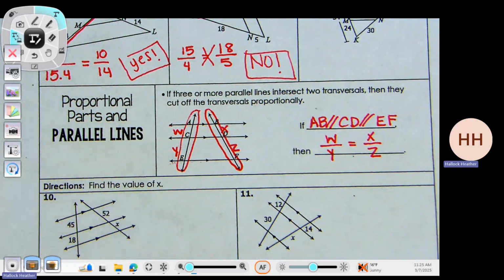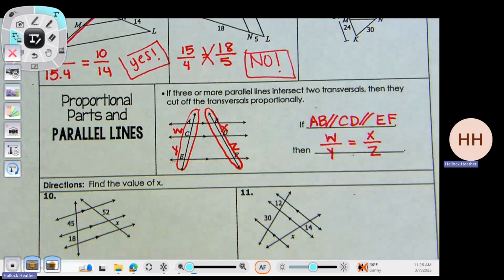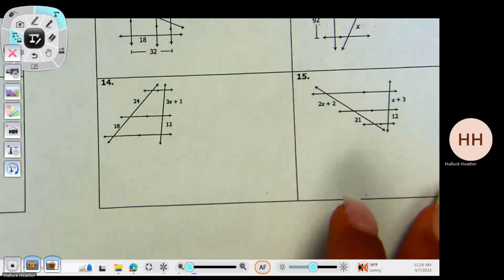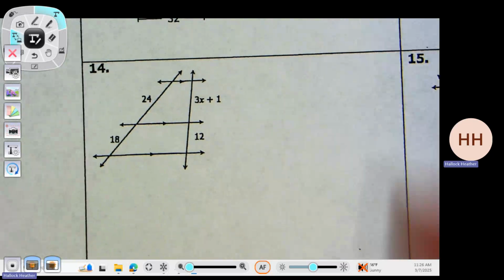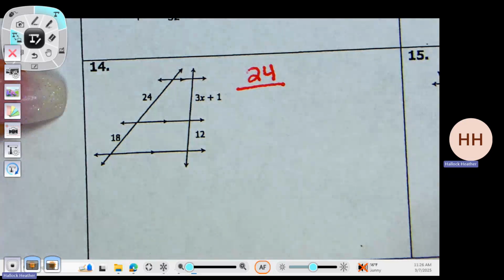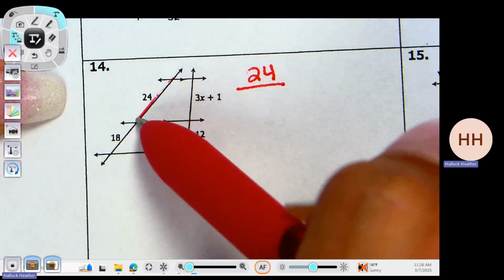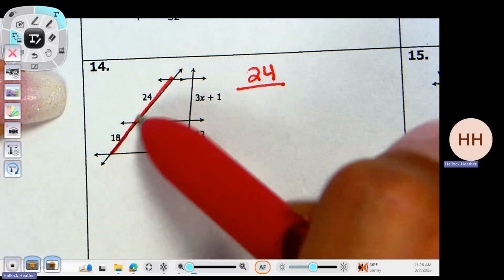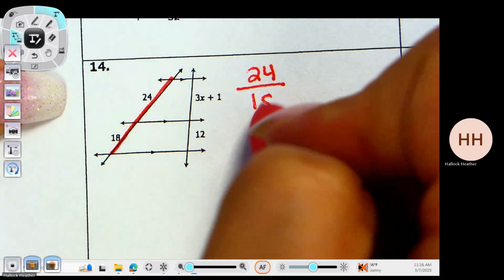So let's go to number 14. So number 14, we don't have a small triangle anymore. So we're not necessarily looking at a small triangle. Let's pick anything on the picture. So somebody pick something on 14. 24, sure. So 24 is over that same line, the other piece. So we're going to say 24 over 18.